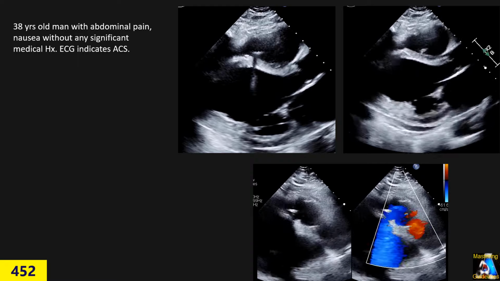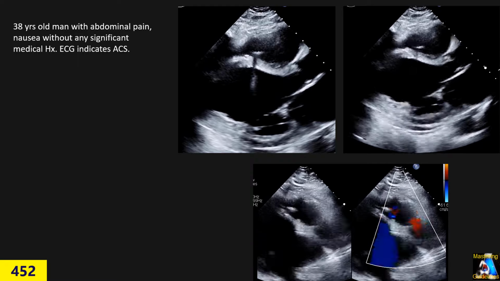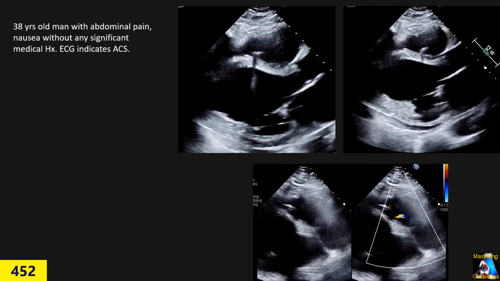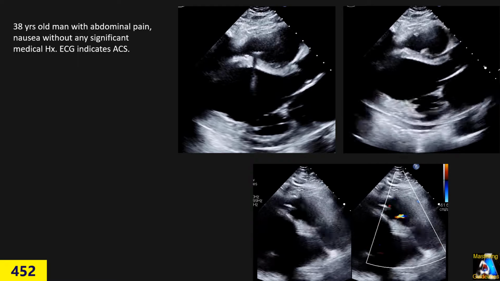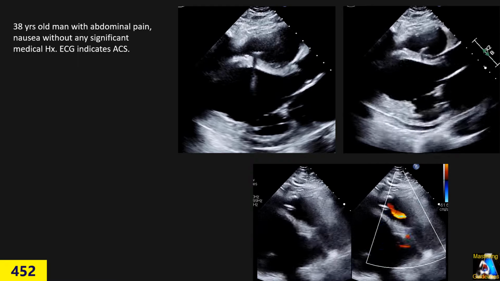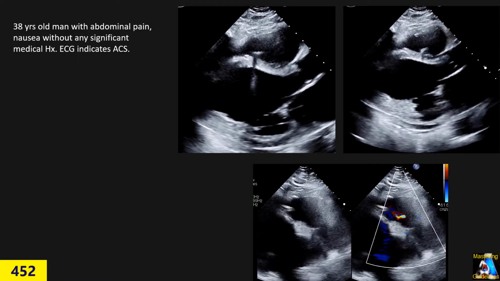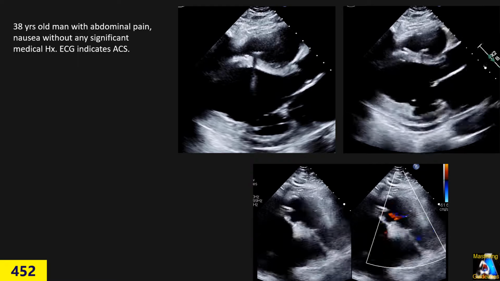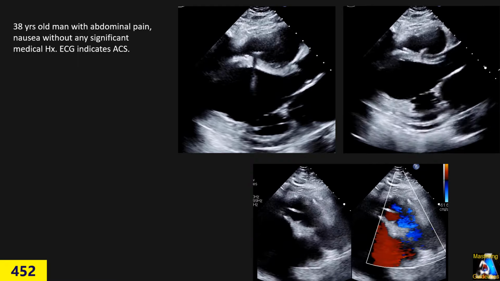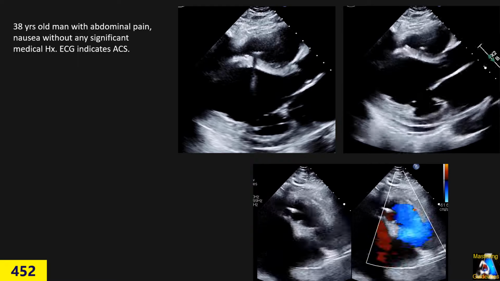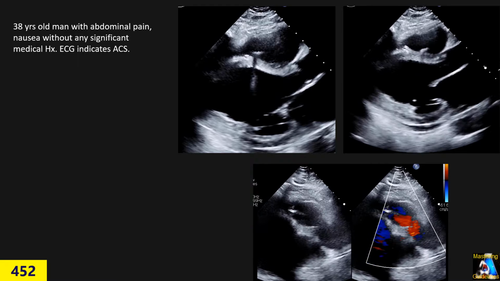who presented in the emergency with abdominal pain and nausea, and on the EKG there was evidence of acute coronary syndrome, and an echo was requested and performed. First, we go step by step and evaluate all those findings, how we approach them and how to interpret them.